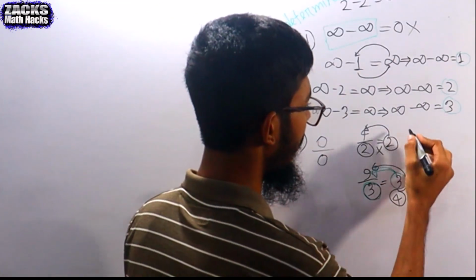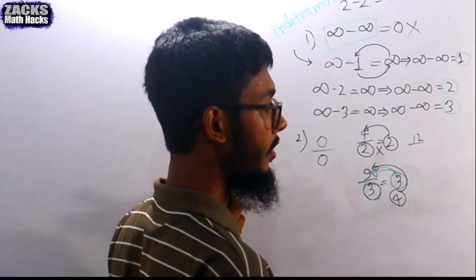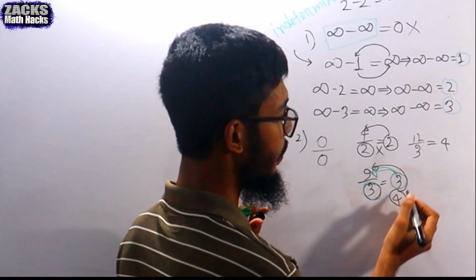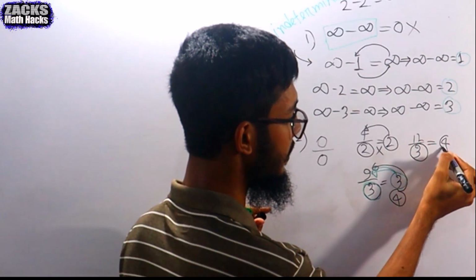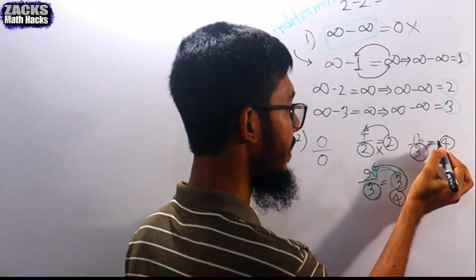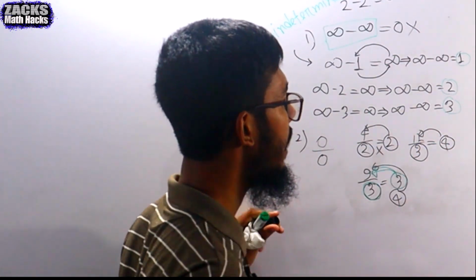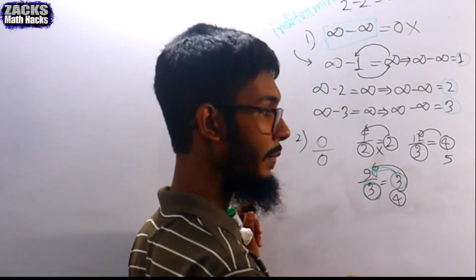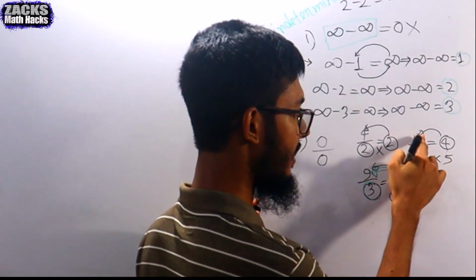For example, like 12 divided by, for example, 3. What is the answer? Answer is 4. Why? Because if we multiply this 3 and this 4, then we get this 12, right? This upper part. So this is the answer. Why not 5? Because if we multiply this 3 and this 5, the answer is not 12.